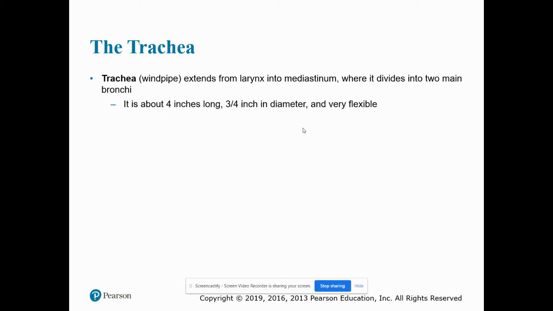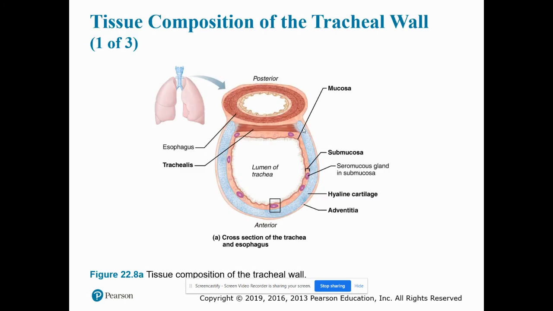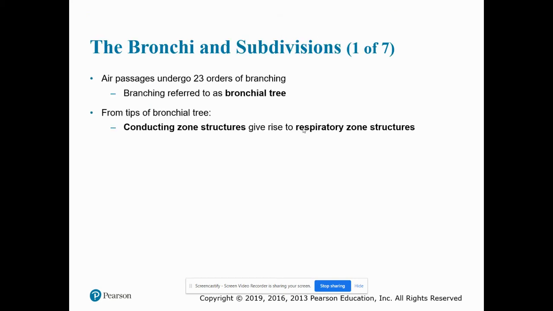The trachea extends from the larynx into the mediastinum, where it divides into two main bronchi. It's about 4 inches long, about 3/4 of an inch in diameter, and really flexible. I took out a lot of the anatomy of the trachea, but I do want you to know that it consists of hyaline cartilage that helps keep it open, and the rest of this you don't have to worry about.